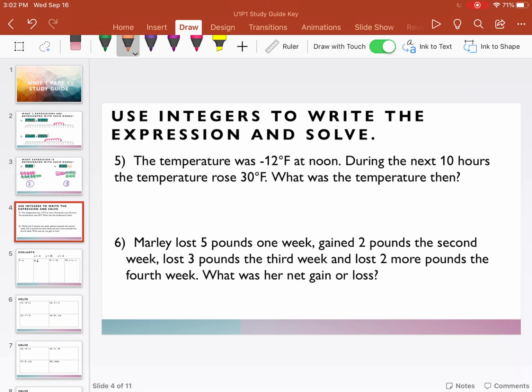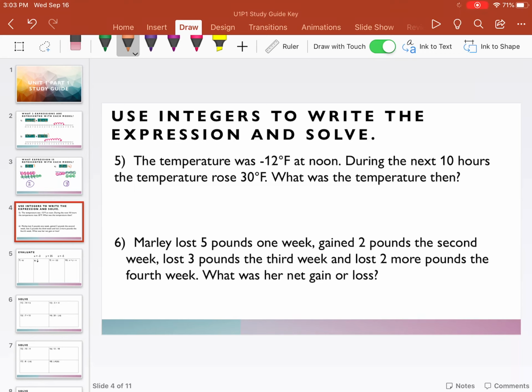Okay, let's look at these word problems. So using these integers to write the expression and to solve. So number 5, the temperature was -12 degrees Fahrenheit at noon. During the next 10 hours, the temperature rose 30 degrees Fahrenheit. What was the temperature then?